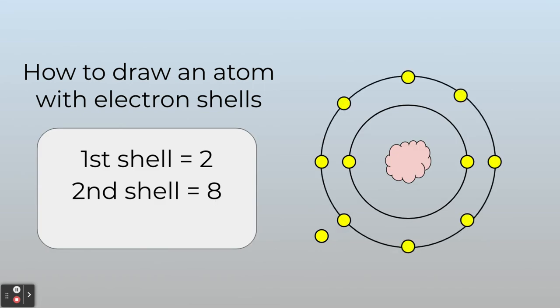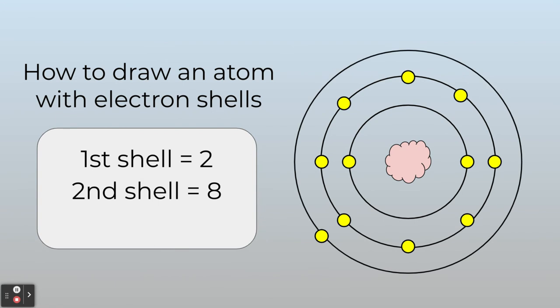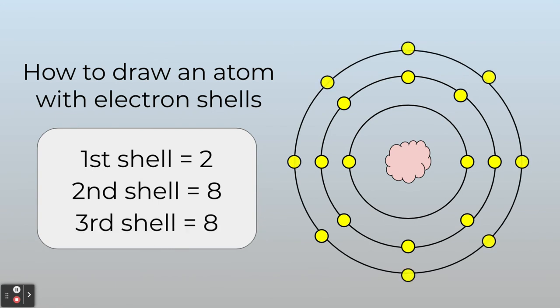So this was my example here. Okay, this is what a full shell would look like, but you don't really need to worry about that. This is just me telling you a little review here. First shell can hold 2, second one can hold 8, third one can hold 8.